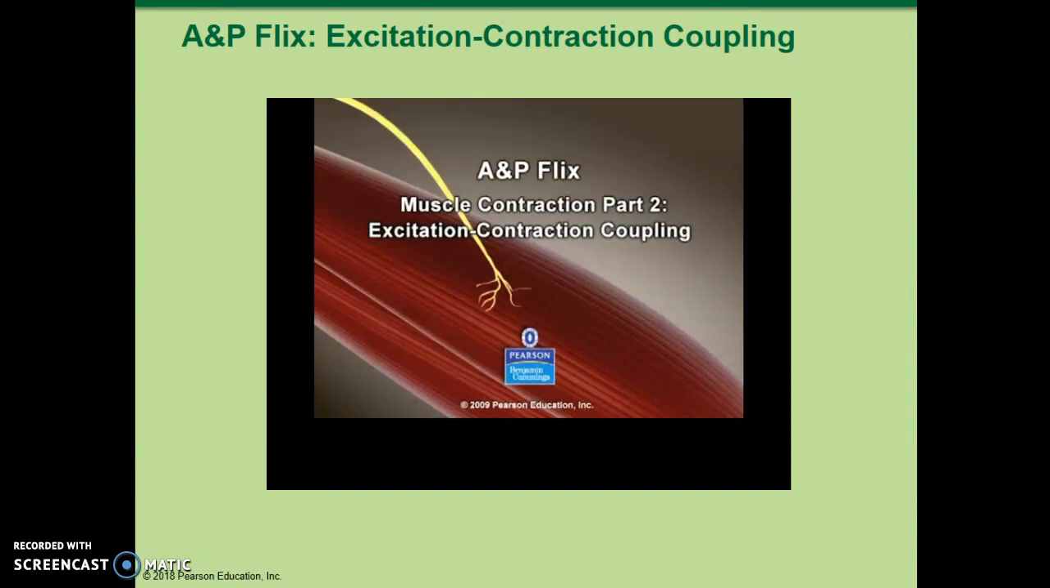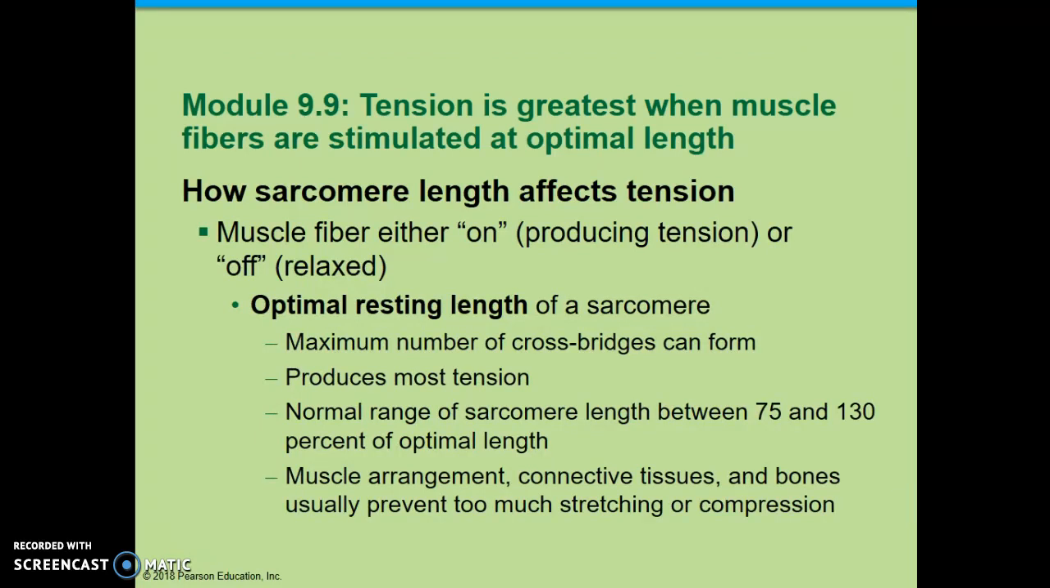You can pause this and watch the video, but you'd have to go to the original PowerPoint in Moodle. The tension is greatest when muscle fibers are stimulated at optimum length. So how that sarcomere affects the tension is that the muscle fiber is either producing tension or it's relaxed. It's either contracted or relaxed.